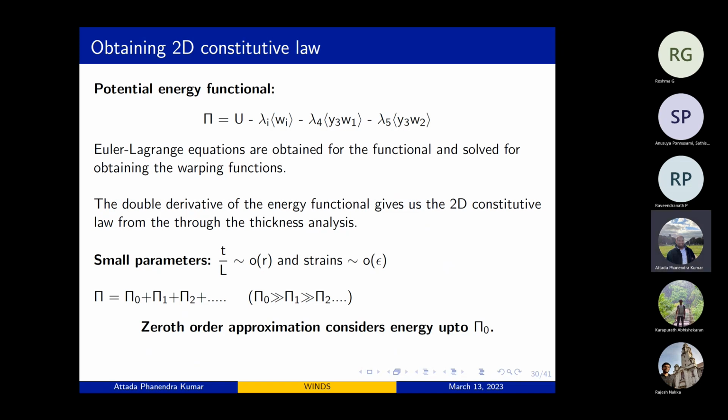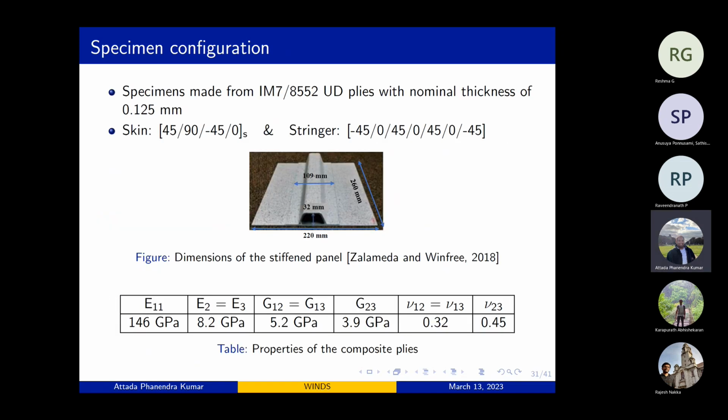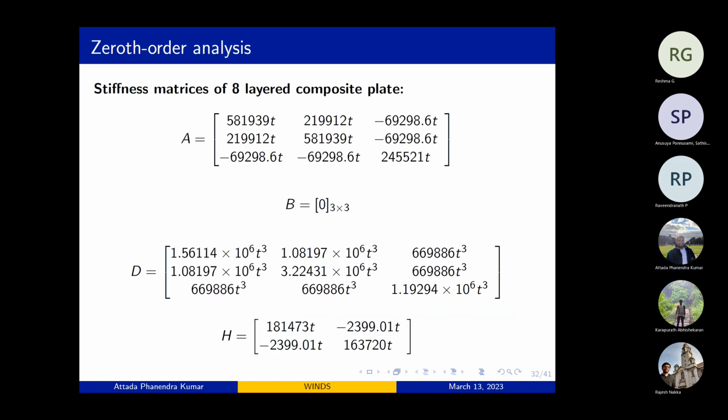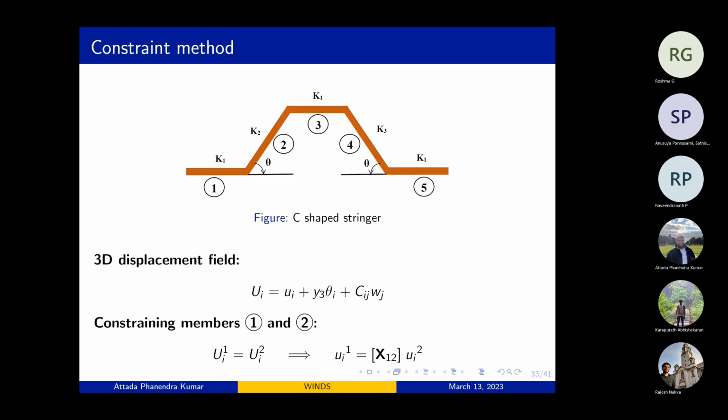In this, I'm going to show only the 0th order analysis results. Xavier has shared all these details previously, the properties and the orientation. We're considering the same details here. The skin is an 8 layer laminate and the stringer is a 7 layer laminate. The through-the-thickness analysis provides us the 2D constitutive law. These are the stiffness matrices which we obtain from the through-the-thickness analysis, which depends only on the thickness of the laminate. Here I'm showing only for skin. A similar analysis has been done for the stringer as well.